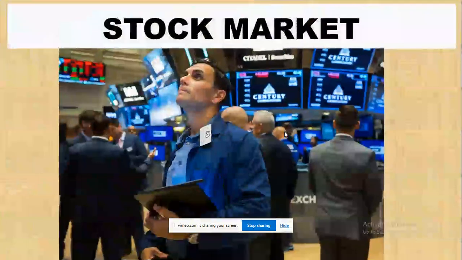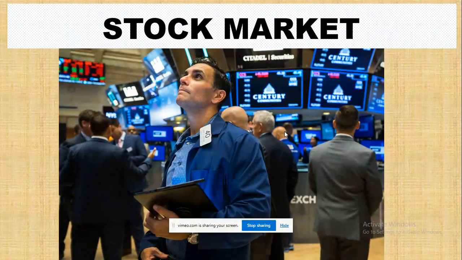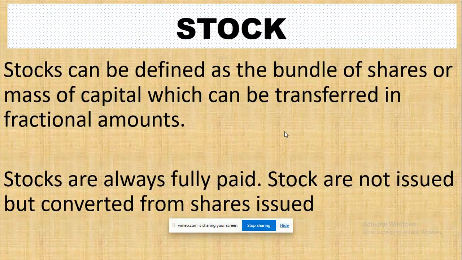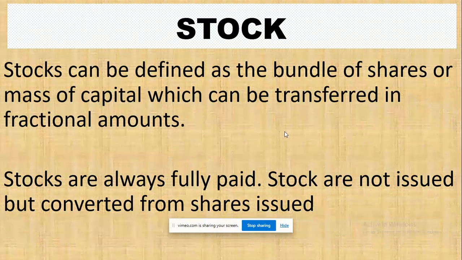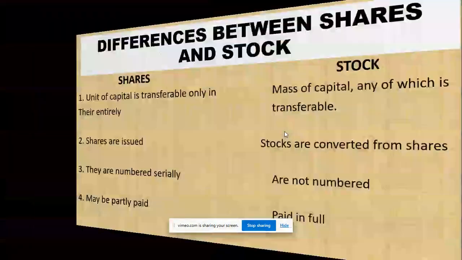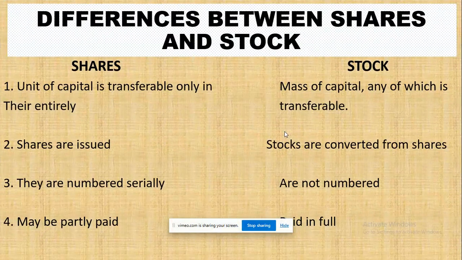So now, as you can see in the chart, it is also talking about our stock market where people come together to buy shares. They use their money to buy bundles of shares in the stock market so that, at the end of the day, they can have something. So as you can see, this is a typical example of a stock market. Then let's move to the differences between shares and stocks.